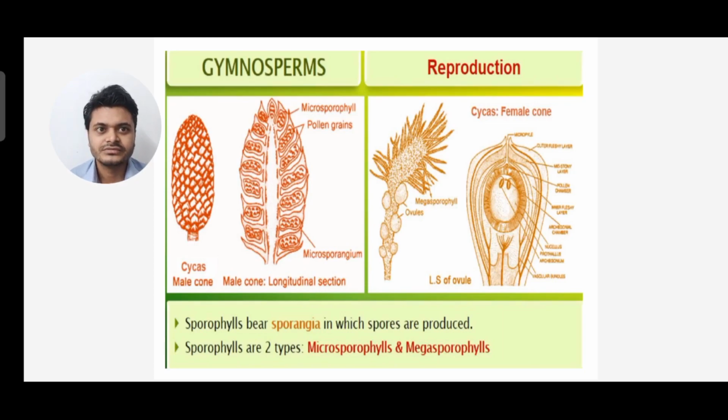In the microsporophyll you can see microsporangium where microspores, pollen grains, are there. Right, so you can see the pollen grains. Next you can see the female cone. On the right-hand side you can see the female cone, and then we have the LS of the ovule, longitudinal section, where you can see a lot of megasporophyll ovules are there. You can see the micropyles are there. Right, so these are the LS of male and female cone.